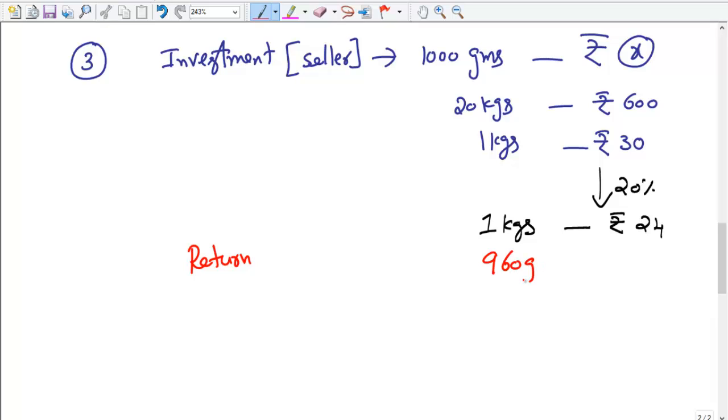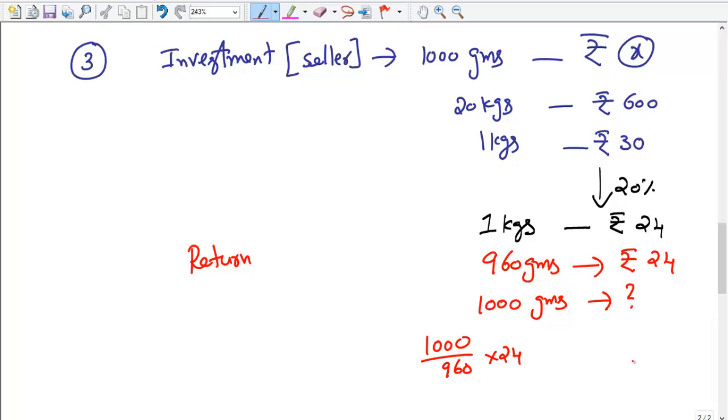that is 960 grams. For 960 grams, the customer pays 24 rupees. What about 1000 grams? That is 1000 divided by 960 into 24. So that is obviously 25 rupees. So the customer is paying 25 rupees, he is not paying 24 rupees.